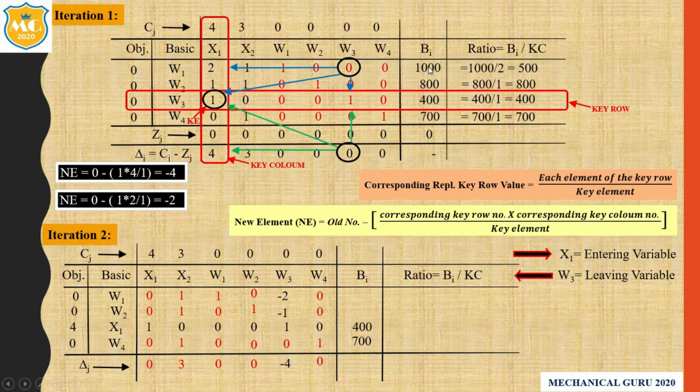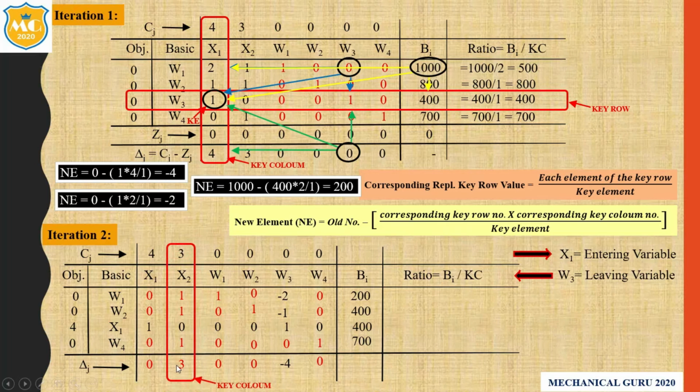Okay, so here old number 1000 minus corresponding key row 400, corresponding key column 2, divided by key element, that is 1. Okay, so 400 into 2 divided by 1. Okay, so 1000 minus 800, so here we get 200. Similarly, this value we have to find out. Now in delta j value we have to choose the most positive number. Okay, so this is our key column.